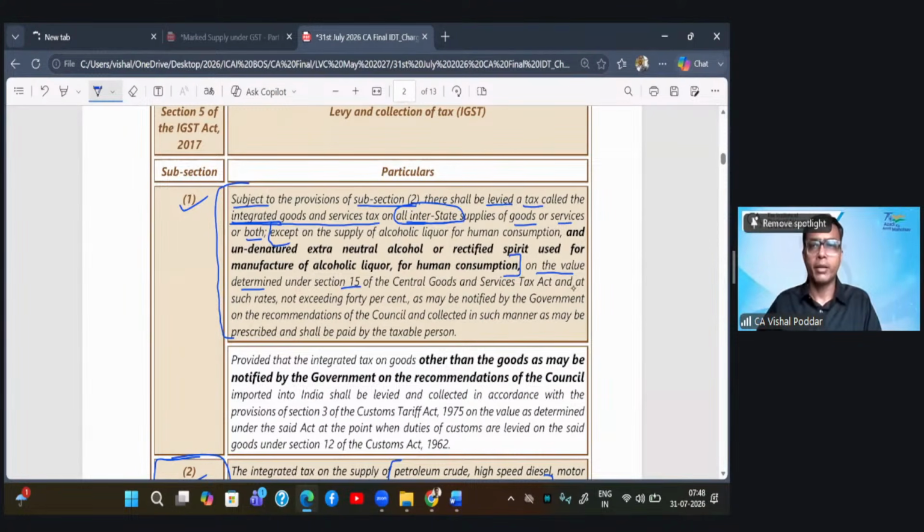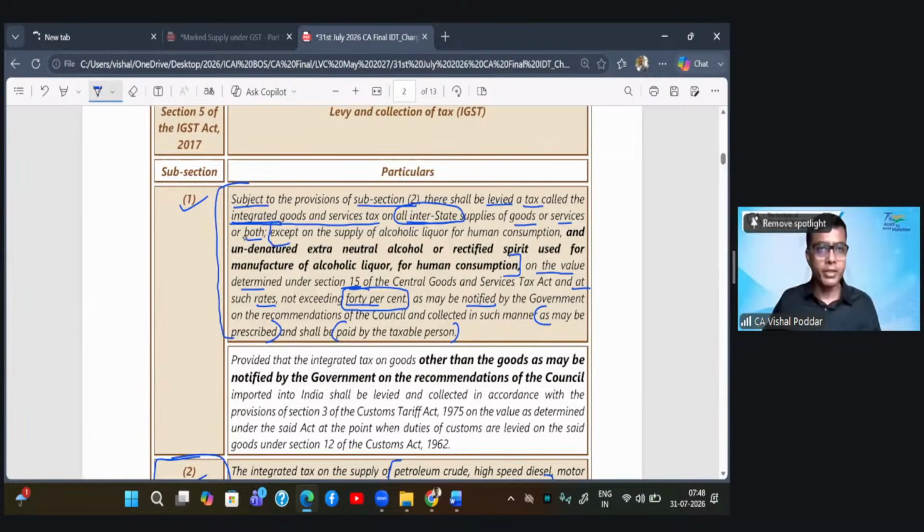And again at the rates which is now not exceeding 40%, because we all know IGST is a total of CGST and SGST. Now again, this is the mutatis mutandis part, because this is the part which is different, but it is necessary. So the rate not exceeding 40%, again the rate will be notified, and how it will be paid? It will be paid in such manner as may be prescribed. So again, you have to go to the rules, and again paid by whom? Paid by the taxable person.